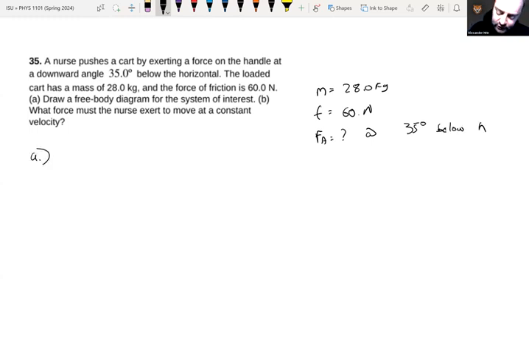So the first thing we want to do is draw a free body diagram. We are definitely going to have a force of gravity. We should probably decide on the system of interest. It's going to be the cart. We don't know enough to include the nurse in the system. If we had the nurse's mass and the force of friction on the nurse and things like that, maybe then we could include the nurse, but we just don't have enough information. But we can do the cart. So the force of gravity would be 28.0 times g, which would be 280 newtons. I'll write that over here.